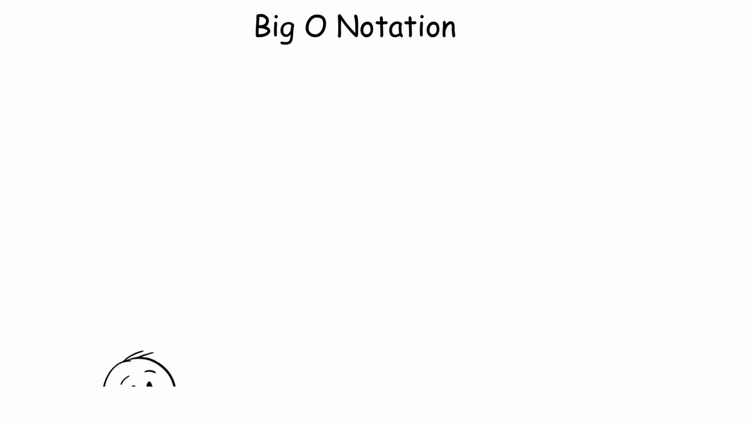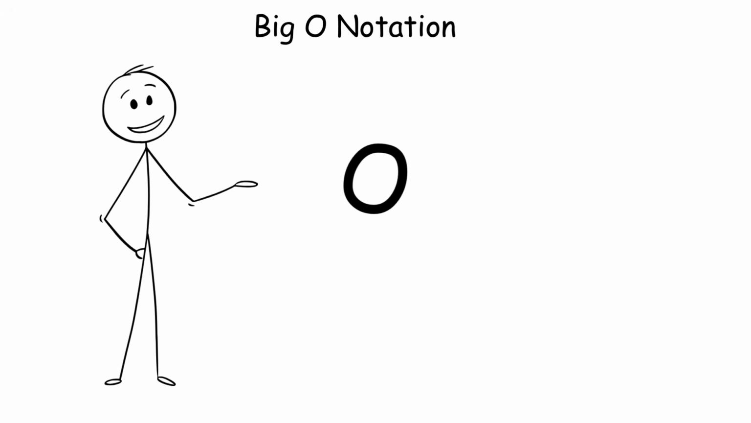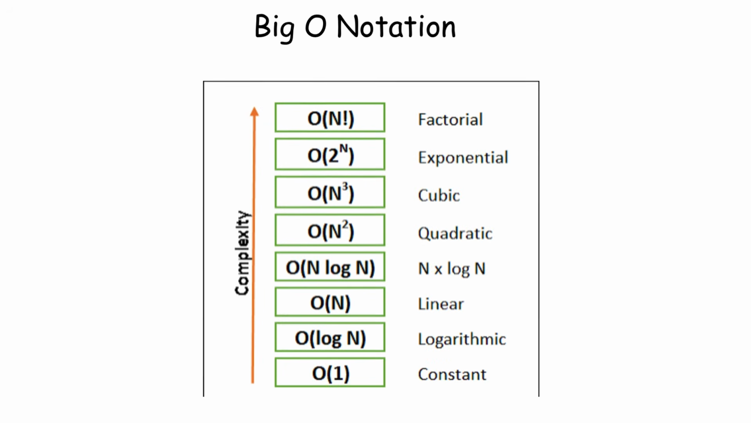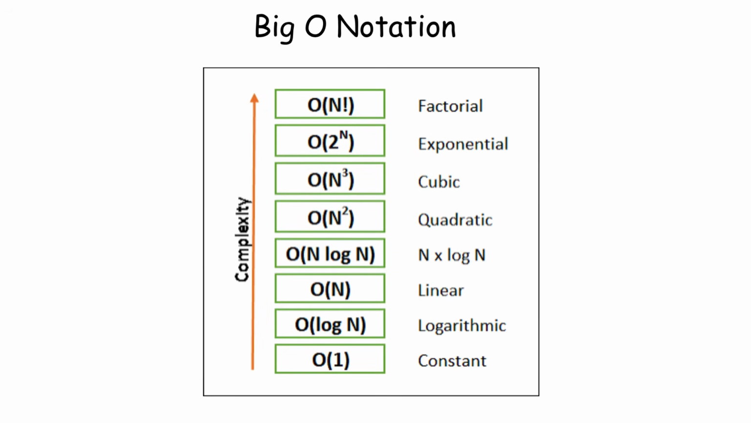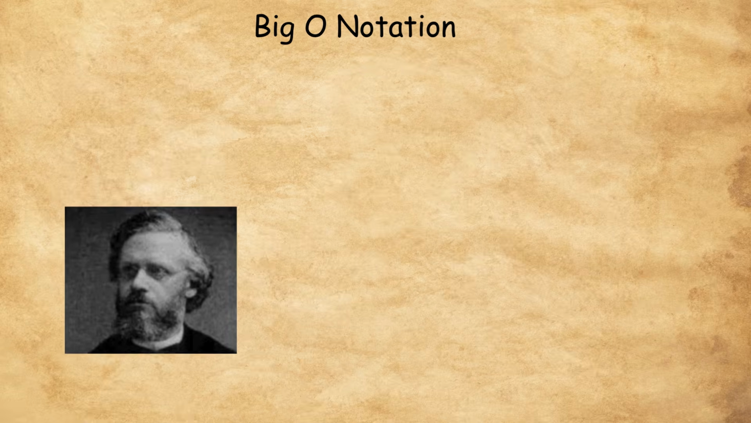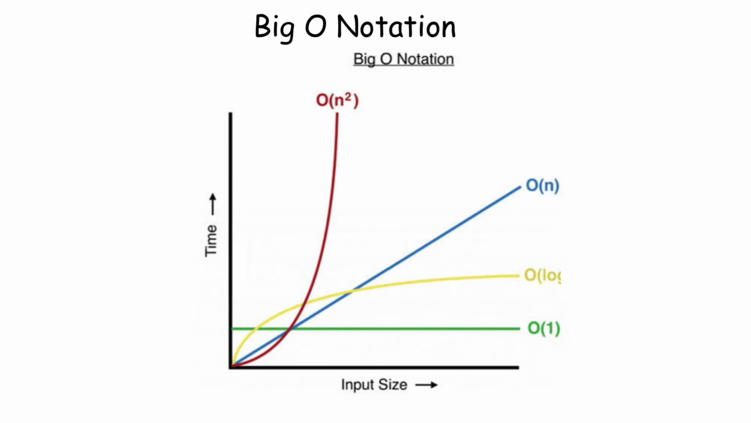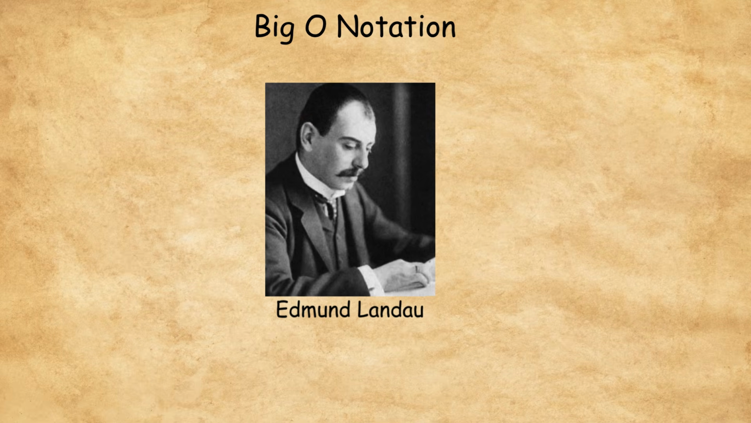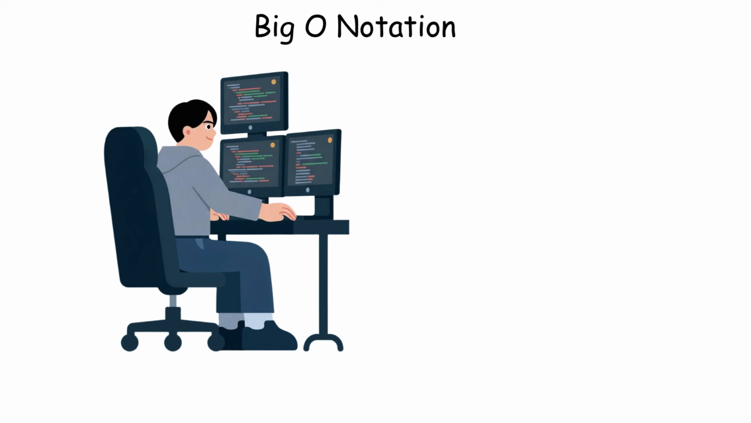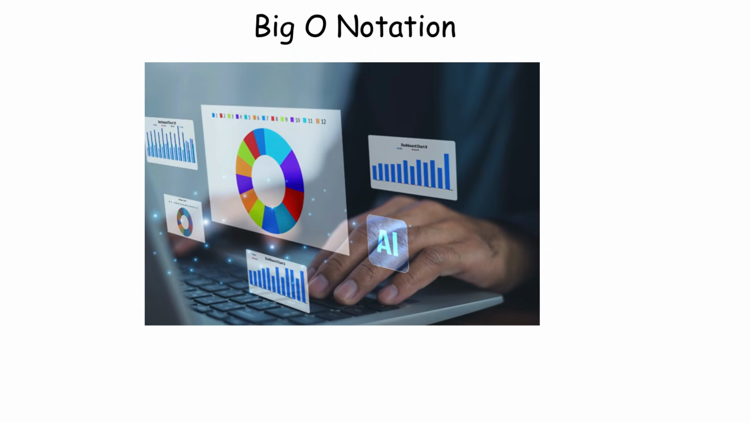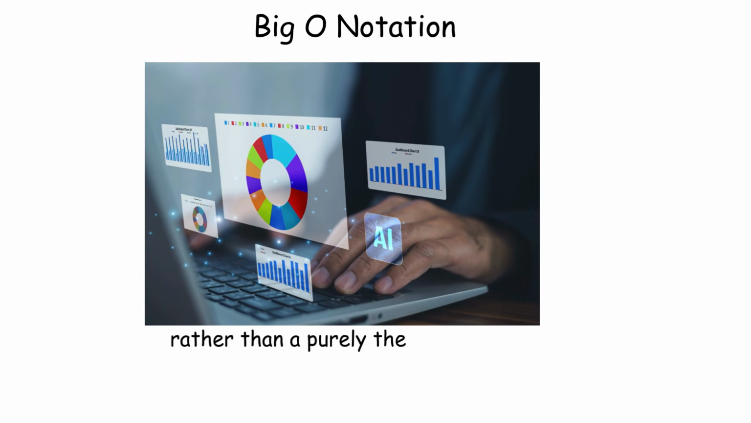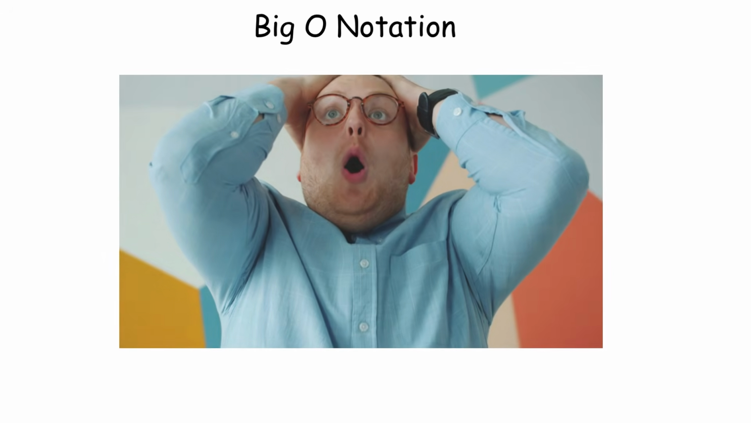Big O notation uses a capital letter O, easily mistaken for a 0, to describe how the resource cost of an algorithm grows as its input gets larger. Paul Bachmann introduced it in 1894 to describe growth rates of functions in number theory, and Edmund Landau popularized it shortly after. Computer science adopted it decades later, once algorithm efficiency became a practical problem rather than a purely theoretical one. Here's the part that surprises people.